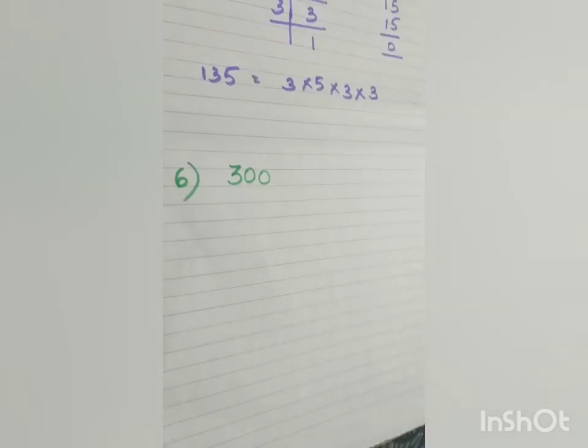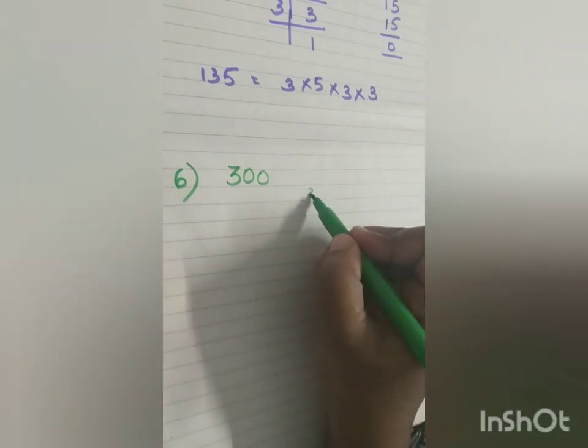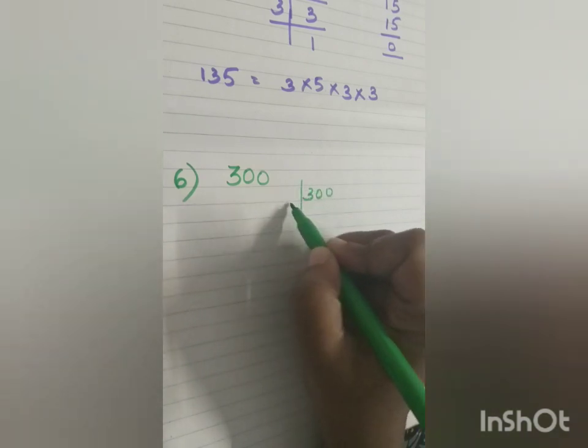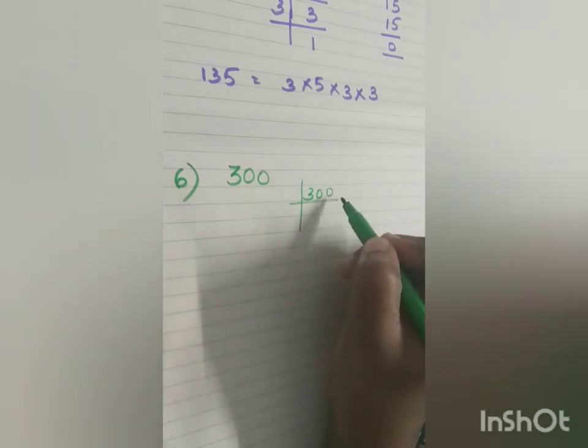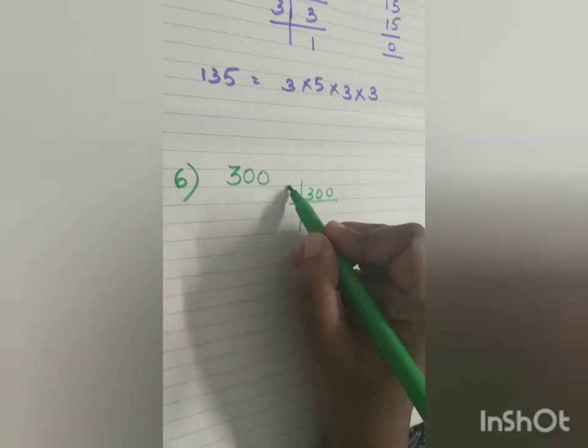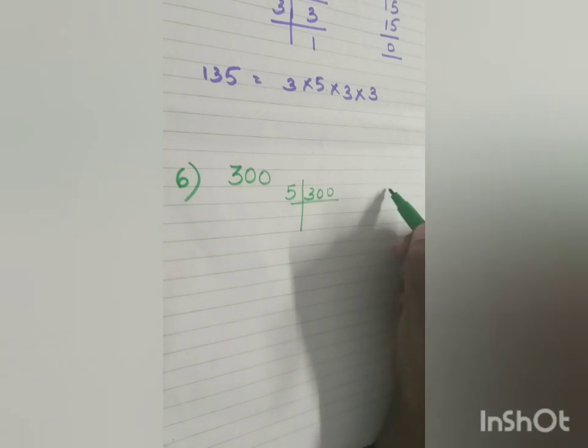So our next example is 300. So 300 is ending with 0. So 300 is divisible by either 2, 5 or 10. 10 we cannot take. So the remaining numbers are 2 or 5. So we can take 2 or 5. So I am here taking 5. Now let's divide and check.